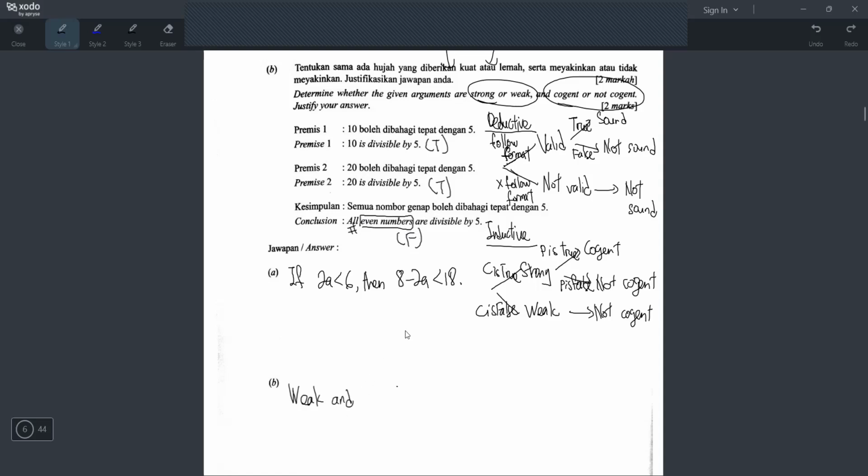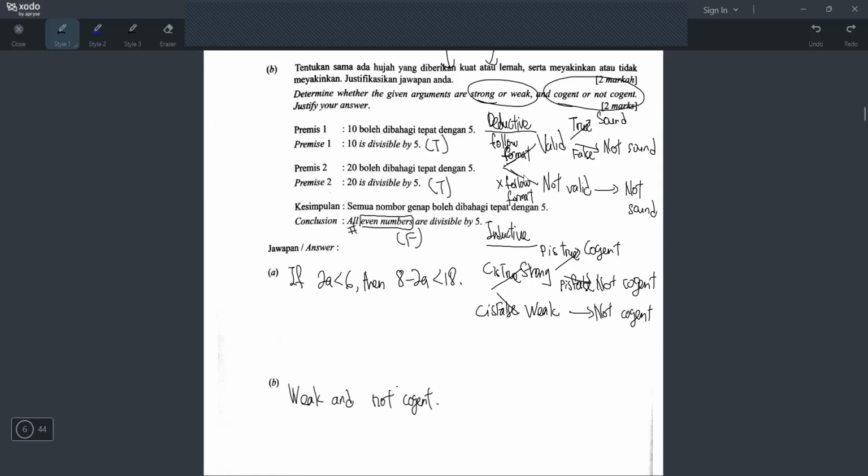But after we write weak, we have to state cogent or not cogent, right? And let me tell you, if it's weak, it's automatically not cogent, okay? Some students will ask me, hey, sir, I thought you said just now, if all the premises are true, it has to be cogent, and these premises are true, so you have to write cogent. No, I told you already, if it's weak, it's automatically not cogent. Even if all the premises are true, it's still not cogent. So remember that.